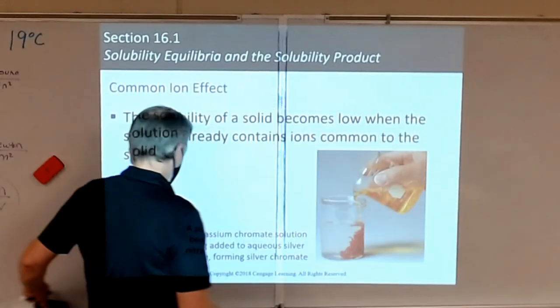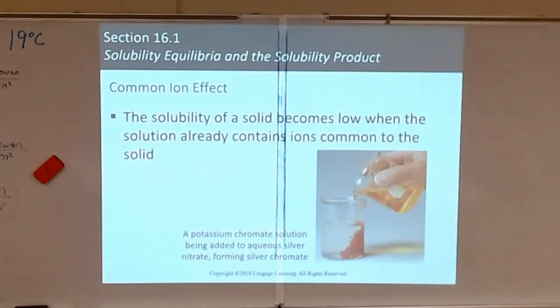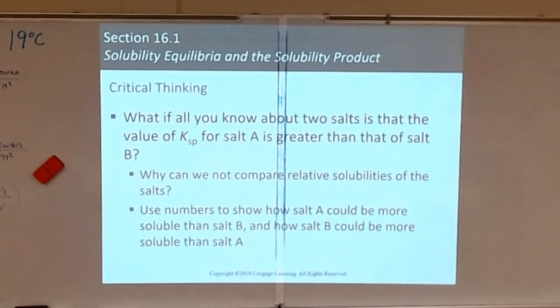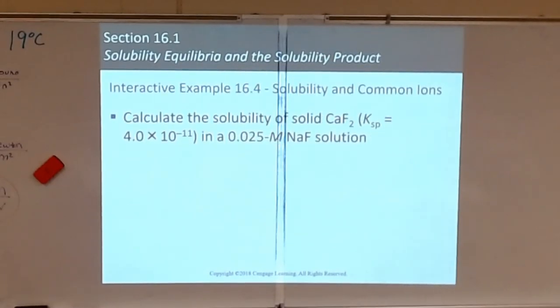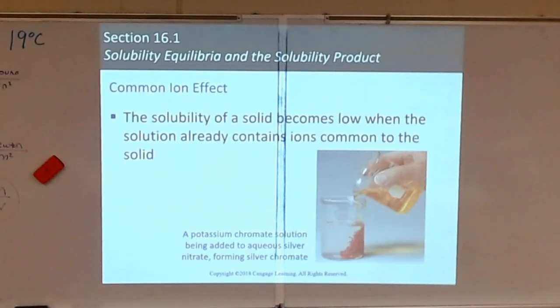And we'll go with the bigger words here now. What if all I know about two salts is that the value of KSP for salt A is greater than that of salt B? We're not going to worry about that. We are going to talk about how to do this common ion effect. I don't know why that one should have happened before the common ion slide, but I'll go back here. This is our common ion effect.